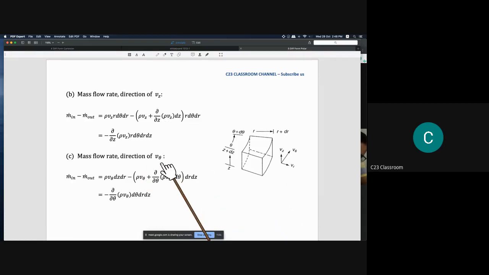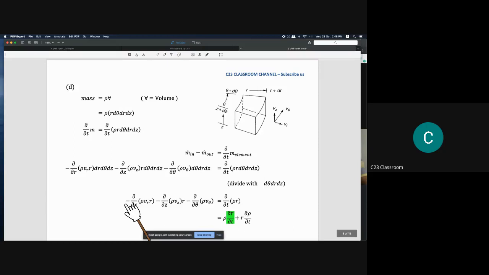And then for v theta, this means the flow will come from here and will go out at this area outside there. I think you could calculate here dz dr, meaning dz is the height of this one, and dr is the length of this one. So dz dr is the area. And then another is the velocity and the rho. If you simplify this one, you will get this term.